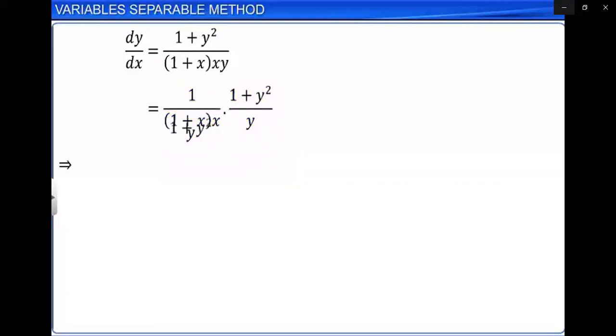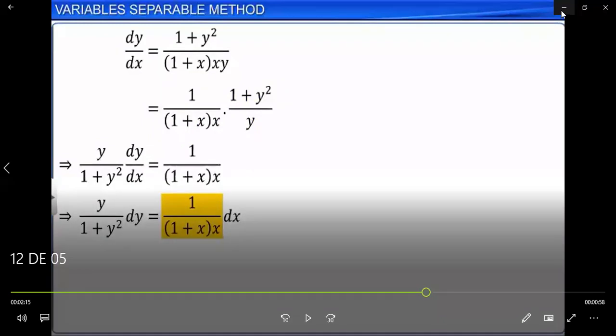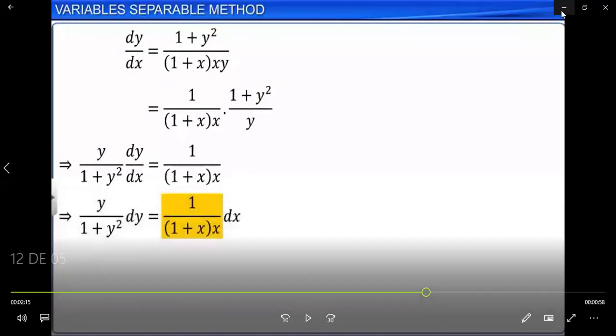So what is the first step? To split the function into two different functions of different variables. Now what we can do is transpose the function which is in terms of y to the left hand side, and the function which is in terms of x will surely stay on the right hand side. Now you can observe that on the left hand side of the equation we have a function of y along with dy, and on the right hand side we have the function in terms of x along with dx.